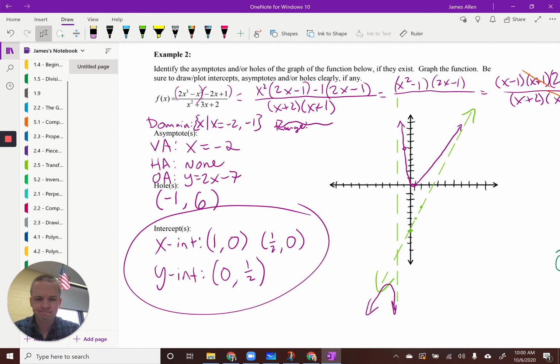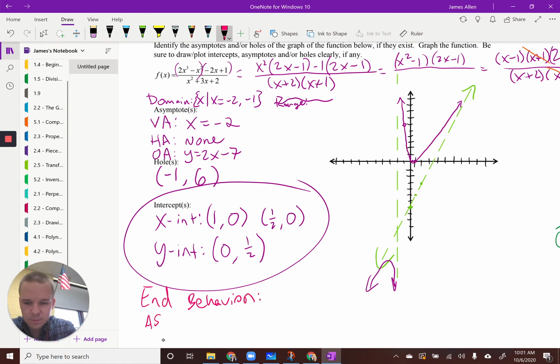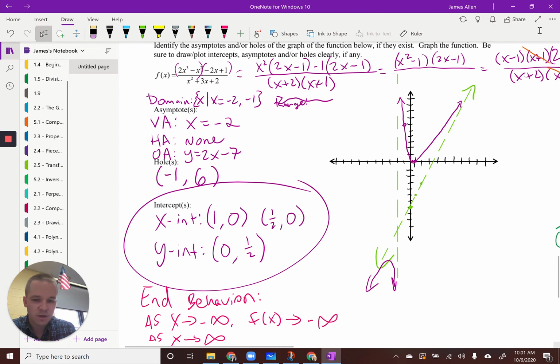I think the only other thing that I'd like to address here, guys, would be some of our end behavior. So end behavior, a little bonus math. So as x approaches negative infinity, what's f of x doing? Well, as x goes to negative infinity, that's this portion of the graph, it's going to negative infinity as well. And then as x approaches positive infinity, meaning as we go to the right, while that graph is going up, that means that f of x is approaching positive infinity.